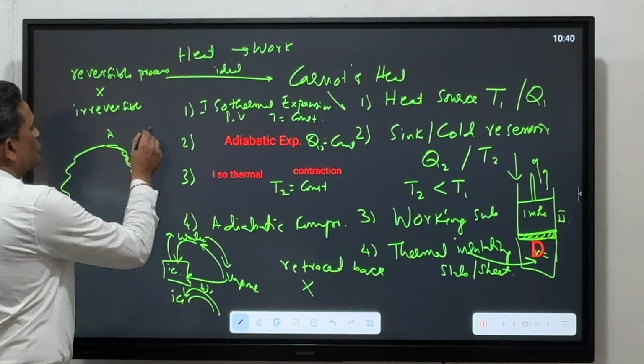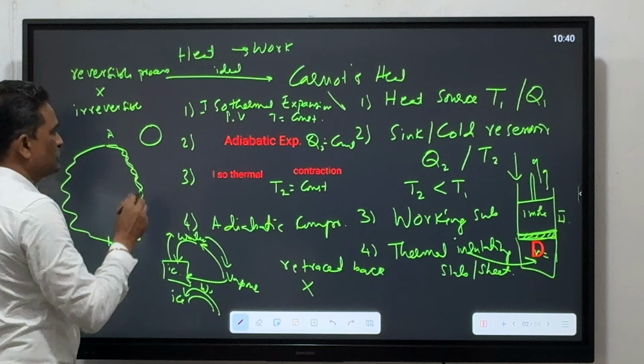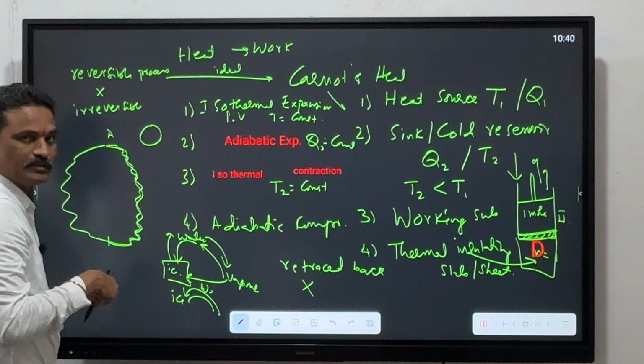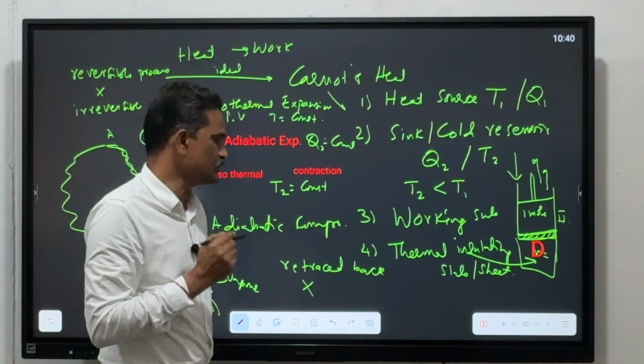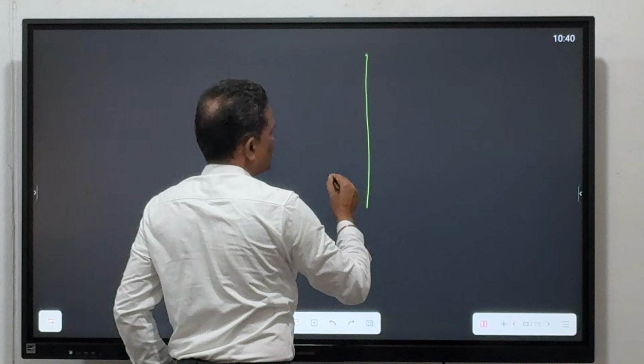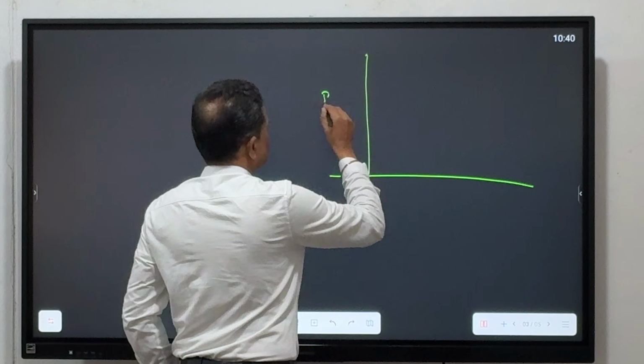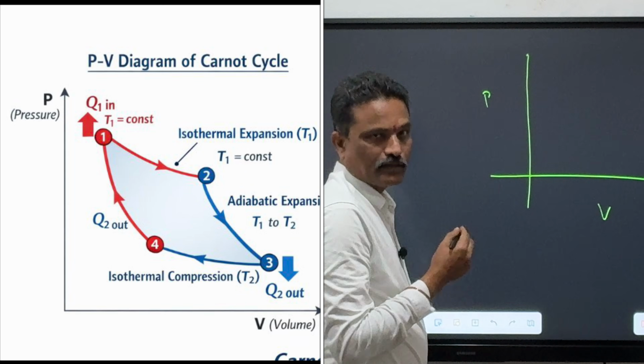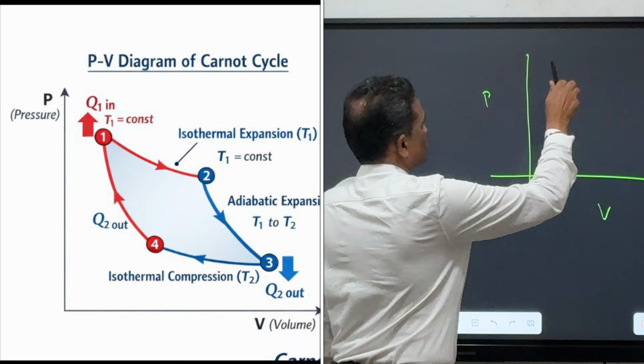For example, burning coal. When I burn the coal, I will get ash. Ash cannot be converted into coal once again. So that is irreversible. All these processes can be represented by a PV diagram, a diagram drawn between pressure and volume. So I start at this point.